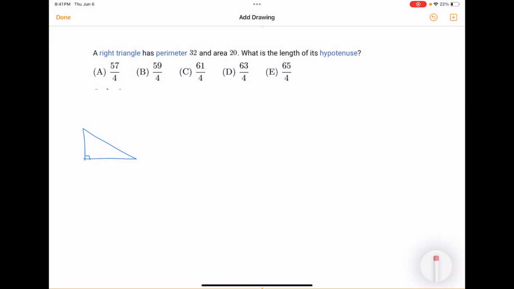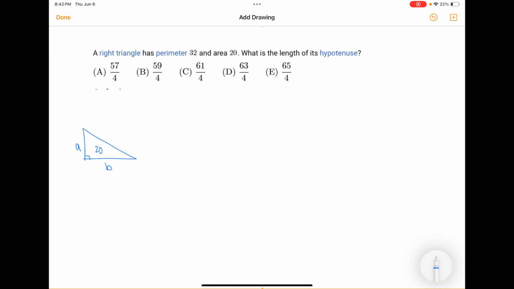Okay, so in this problem, it deals with a right triangle, so I drew that out, obviously not to scale or anything. It tells us that it has a perimeter of 32 and an area of 20. Let's set the legs to be a and b since we don't know what they are.